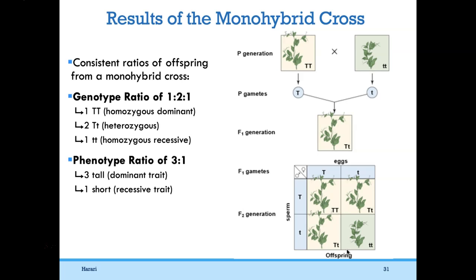He saw a consistent phenotype ratio of 3 to 1, whereas 3 out of 4 showed the dominant phenotype, 1 out of 4 showed the recessive phenotype. So he saw that 75% of the plants were tall, 25% of the plants were short.